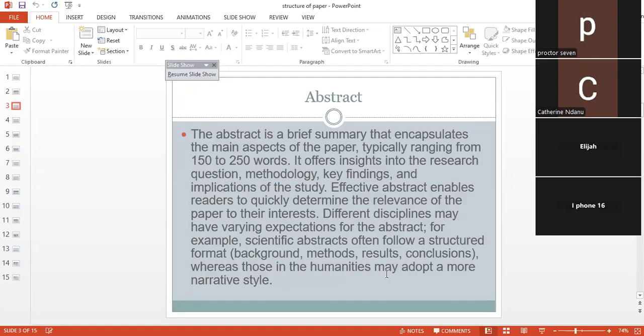Or it is part of the proposal, of course. When you're writing a proposal, you must begin with the abstract. Writing a good abstract is important because it enables the publisher to know whether you are a serious scholar or you are just a joker. When somebody writes the abstract, you will know whether this is an expert or somebody who does not know what they are saying.